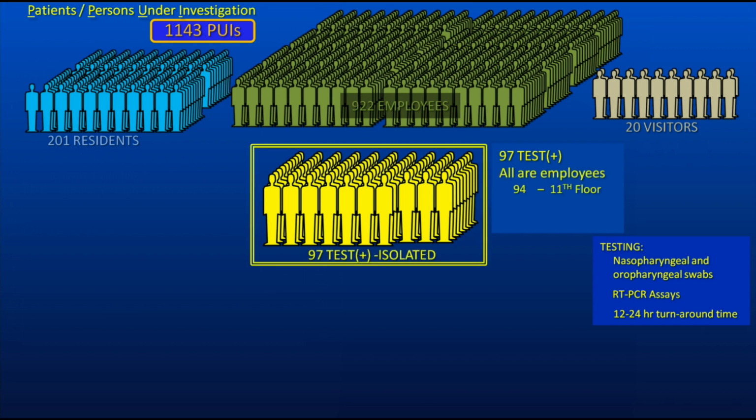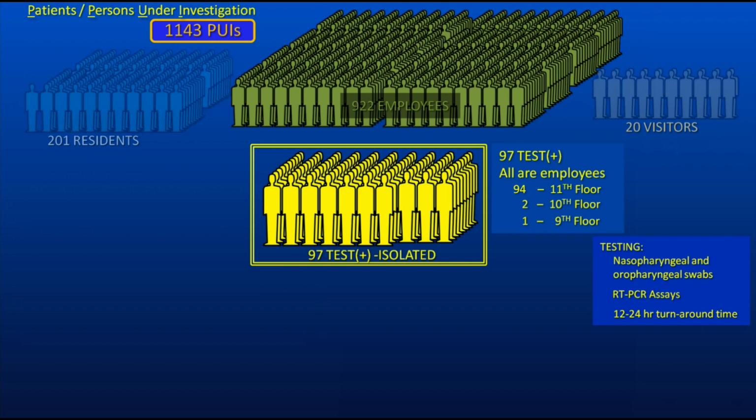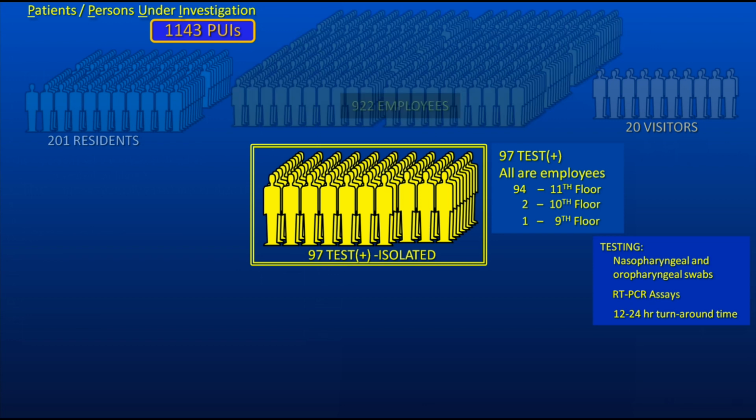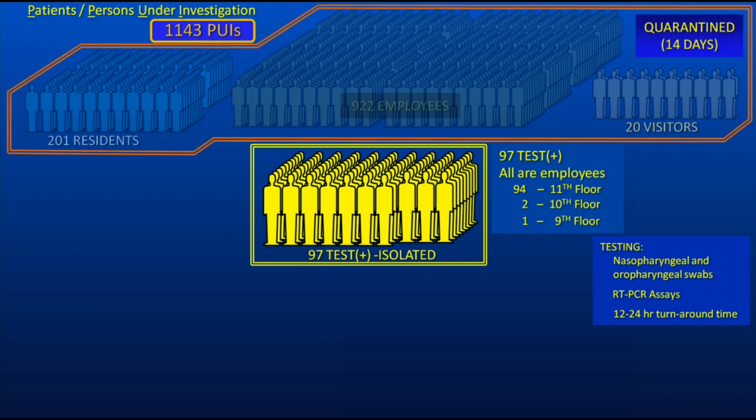All of the 97 test positives are office workers, almost all of whom were from the 11th floor, with 3 from 2 other floors. Although none of the residents and none of the visitors tested positive for COVID-19, they, along with the rest of the office workers, were placed under quarantine for 14 days. Let us recall that symptoms of COVID-19 can occur anytime between 2 and 14 days.